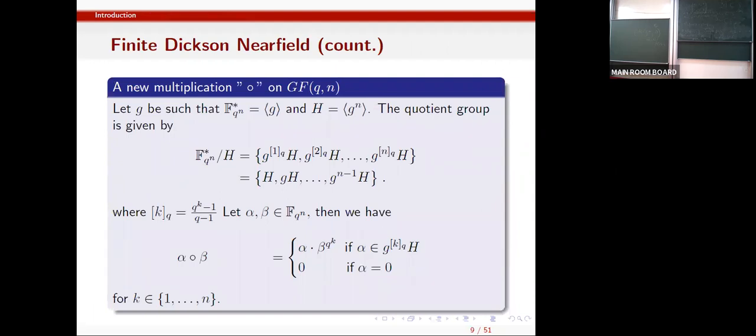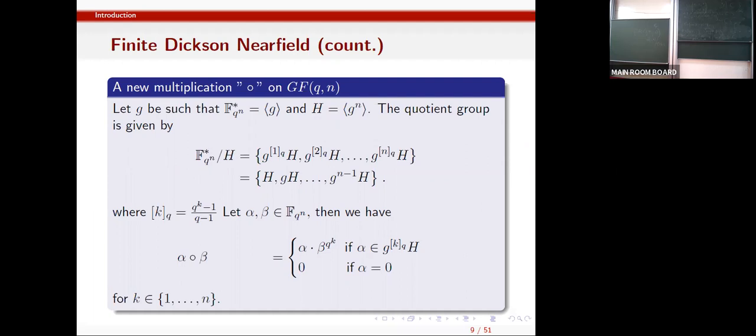Yes. So the classification of all finite near fields is classified by finite Dickson near fields. If you want to classify all the finite near fields, we first need to derive the finite Dickson near fields. There is a result that says that all finite near fields are finite Dickson near fields except 7 exceptions. The 7 exceptions are of order 5 square, 7 square, 11 square, 17 square, and so on. So we have only 7 exceptions. So to classify the finite Dickson near fields, how do we classify that?